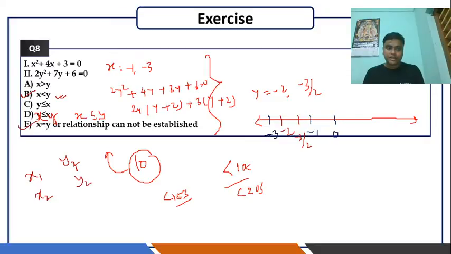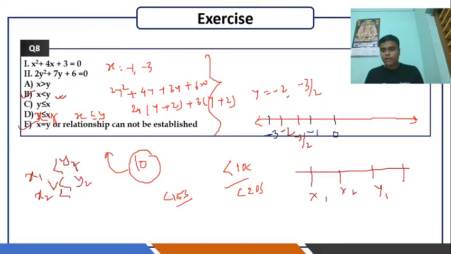Okay, so if option B is right, that is if x is less than y, then x1 has to be less than y1 and y2. Sorry, x2 has to be less than y1 and y2. So the two points x1 and x2 should be on the left hand side of y1 and y2. Then and only then can we choose option B as the right answer. If one of the values of x lies between y1 and y2, straight away go to option E. Clear?